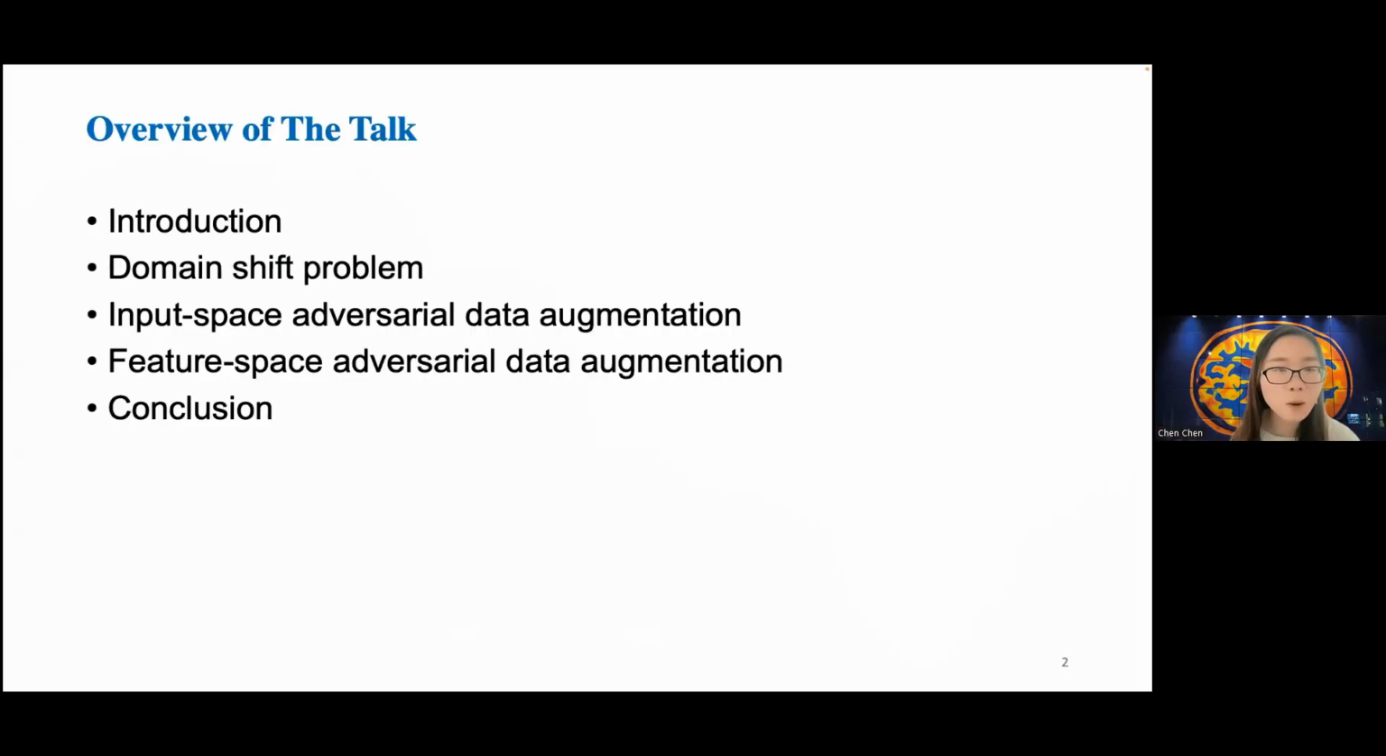The talk today will be divided into 5 parts. I will first give a brief introduction and directly dive into the problem behind AI for medical imaging, the domain shift problem. And we will discuss our solutions on 2 aspects. One focuses on input space adversarial data augmentation, and the other on feature space adversarial data augmentation. And hopefully we will end up with some thoughtful discussions and some takeaway messages.